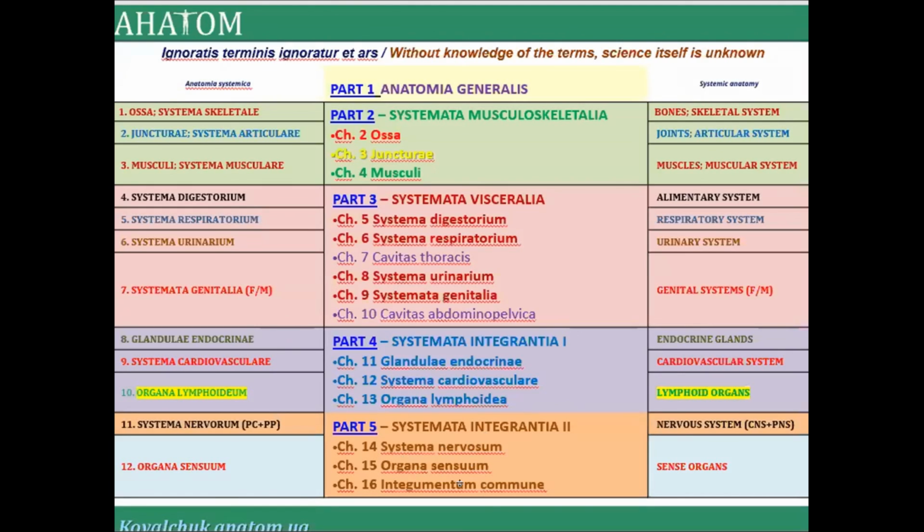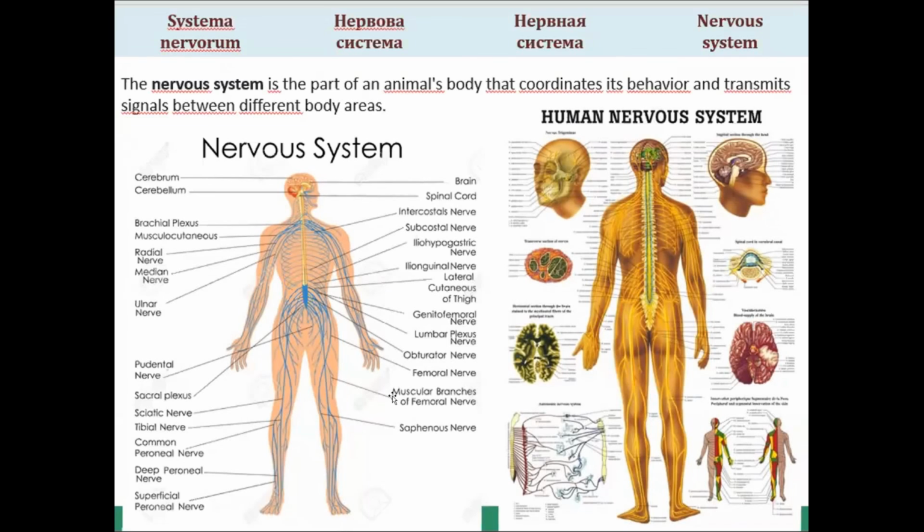Second will be the nervous system, sense organs, and the central and peripheral nervous system. The nervous system is a part of an animal's body that coordinates its behavior and transmits signals between different body areas. Really, reflex is the main function of the human body. Without reflex, there is no good contact. For example, now I'm a lecturer, a professor, and I'm a student, and I'm ready to be a student for you. When you make very good information and your vision in a different method for studying, it will be interesting for me. I'm ready to give feedback with you.